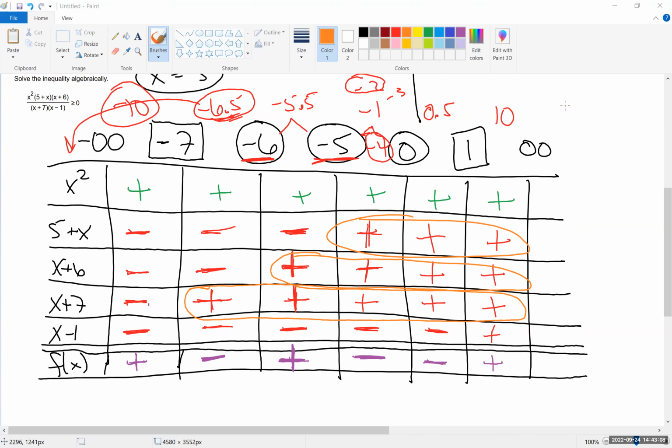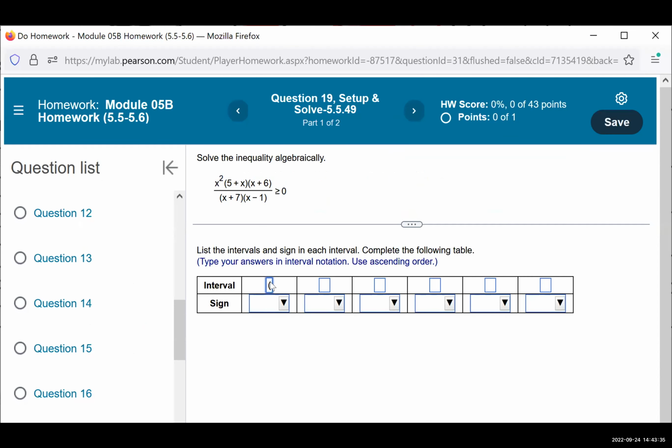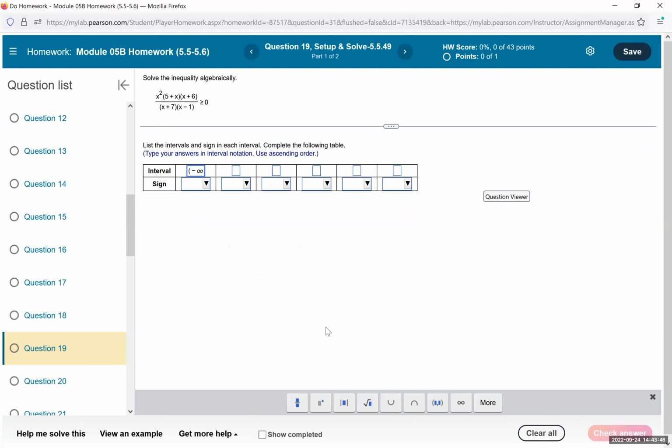All right. So what we're going to do next is actually fill this in. So I'm going to stop sharing this and start sharing this. So what we want to put in for the interval. The first interval was -infinity. So negative, and then we have to select the correct thing. It's down here. There we go. -infinity, comma, -7, and it's always open intervals.